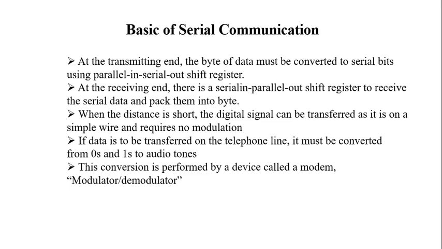When the distance is short, the digital signal can be transferred as it is on a simple wire and requires no modulation because it is in the form of zeros and ones. If the data is to be transferred on a telephone line, it must be converted from zeros and ones to audio tones. The conversion is performed by a device called a modem, that is modulator or demodulator. So these terms are related to telephone lines only, whenever you have to convert your digital data to audio tones.